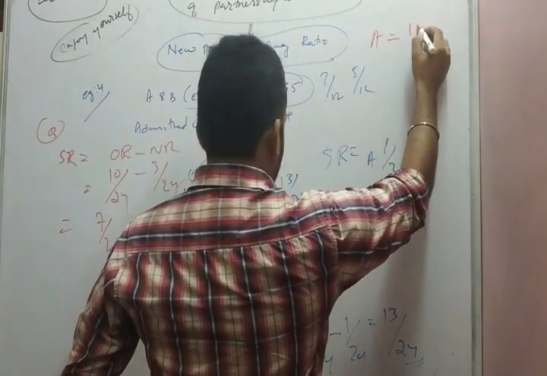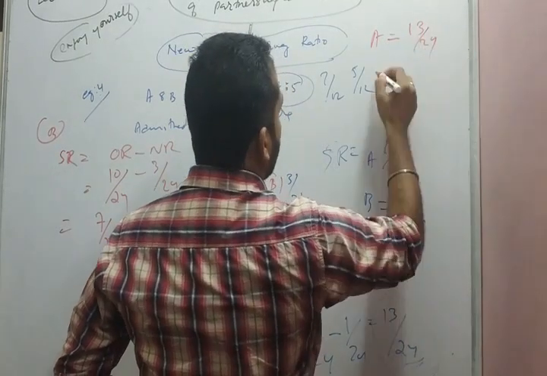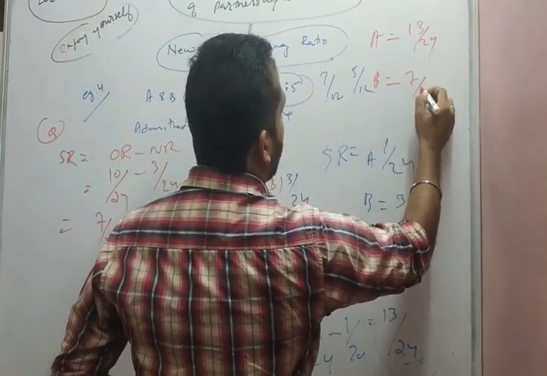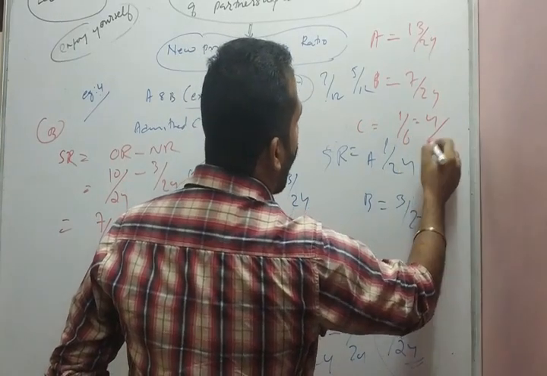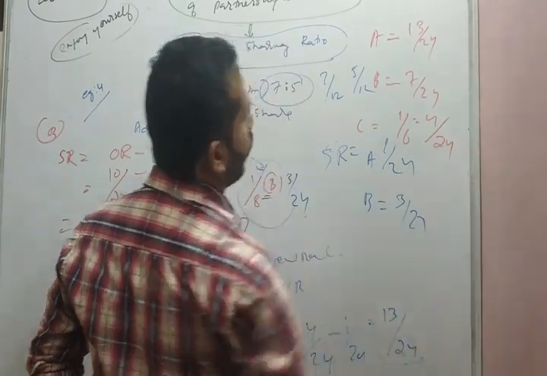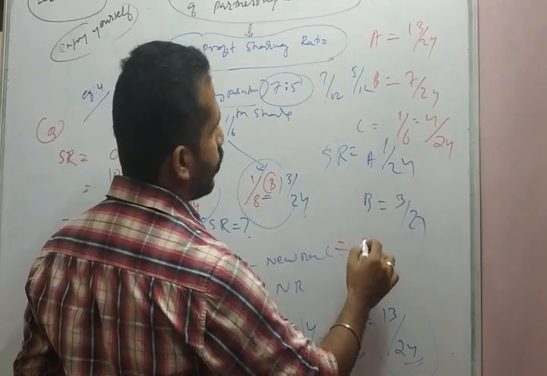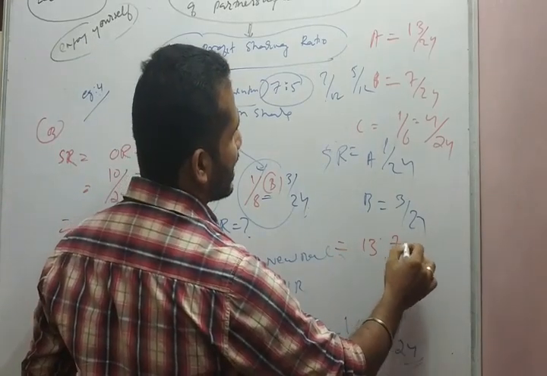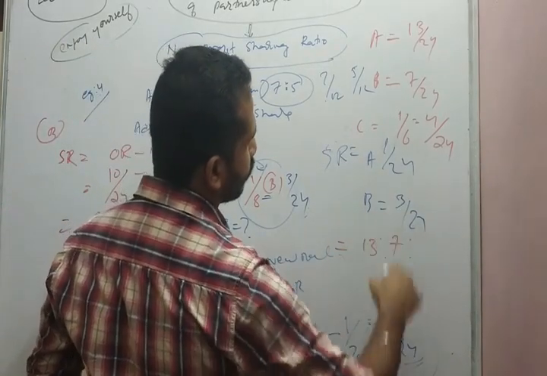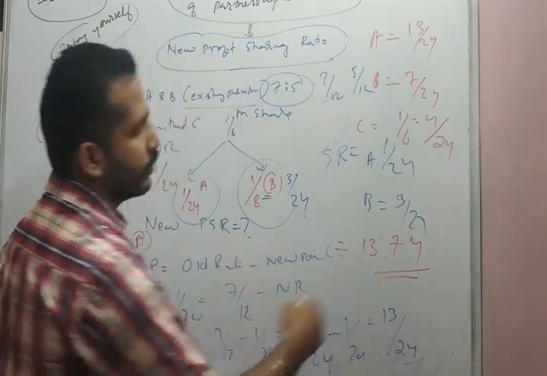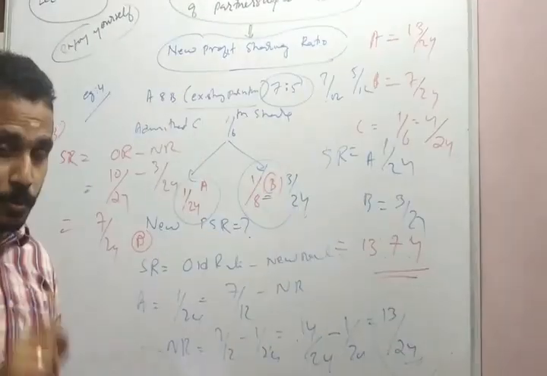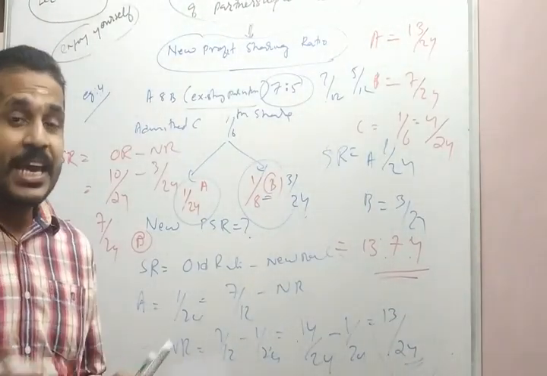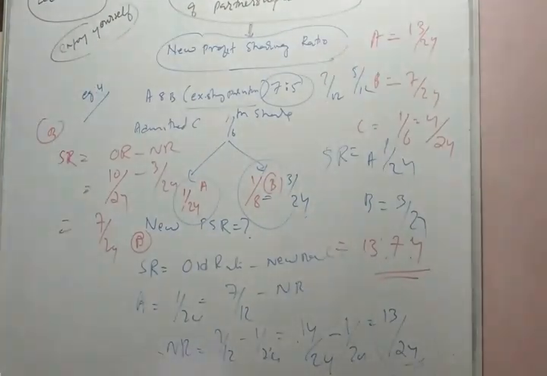A 13 by 24, B 7 by 24, C is already given in the question as 1 by 6, that is equal to 4 by 24. Then the new profit sharing ratio is 13 is to 7 is to 4. Okay, so this is the way we will compute the sacrificing ratio and new profit sharing when the sacrificing ratio is given in the question in the case of admission.